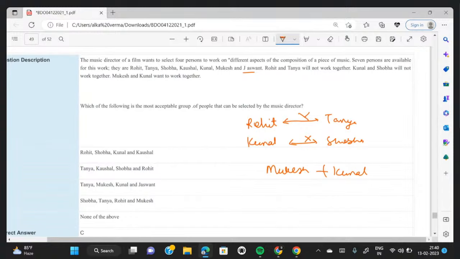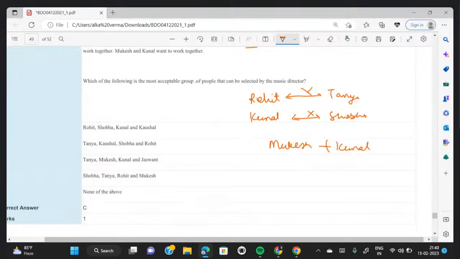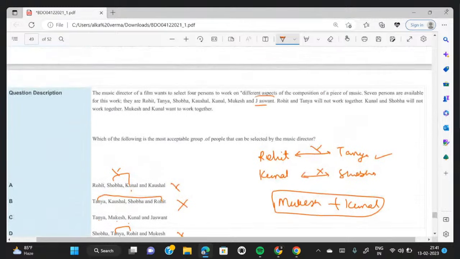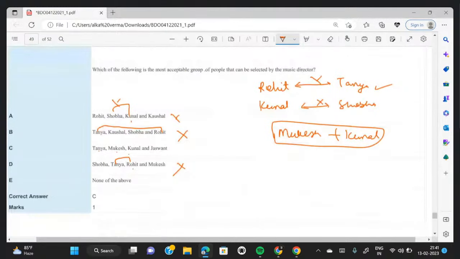Now let us see which are the possible options we have. Rohit, Shobha, Kunal. Now here, this is wrong. Shobha and Kunal cannot come together. So this option is wrong. Tanya, okay. Kaushal, okay. But Tanya and Rohit cannot come together. Let us see the fourth option. Shobha, okay. Tanya, okay. Rohit is again with Tanya, and they cannot be together. Now, Tanya from this, Mukesh and Kunal from here, and Jaswant, who is the excluded character. C becomes your right answer.